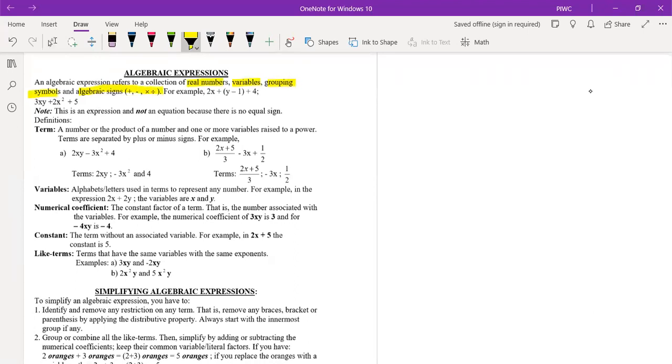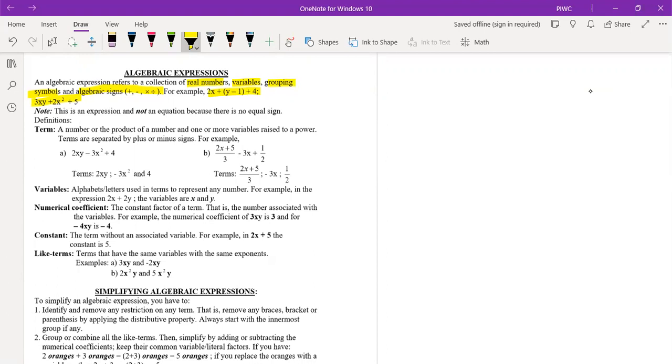For example, if you have 2x plus (y minus 1) plus 4, or you have 3xy plus 2x squared plus 5, these are all algebraic expressions. Why? Because you have variables and grouping symbols, separated by plus or minus signs, or multiplication or division signs.